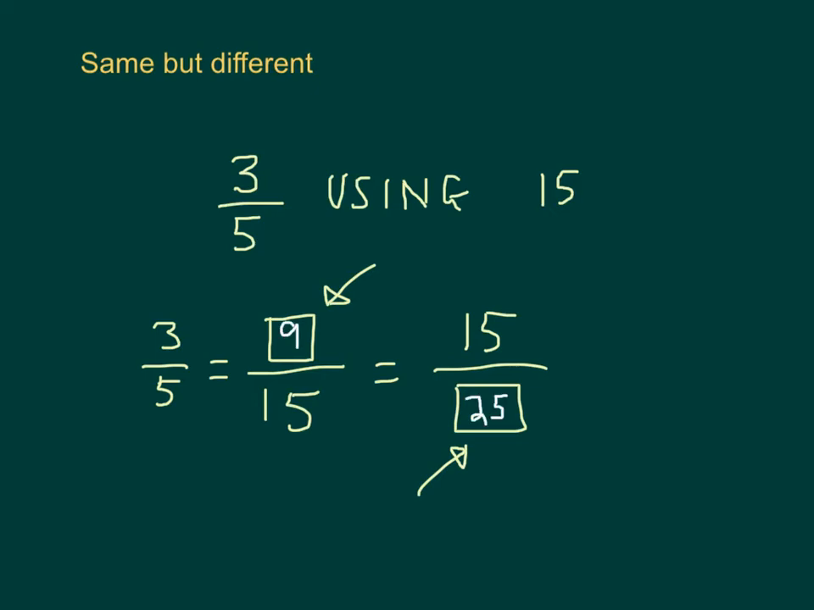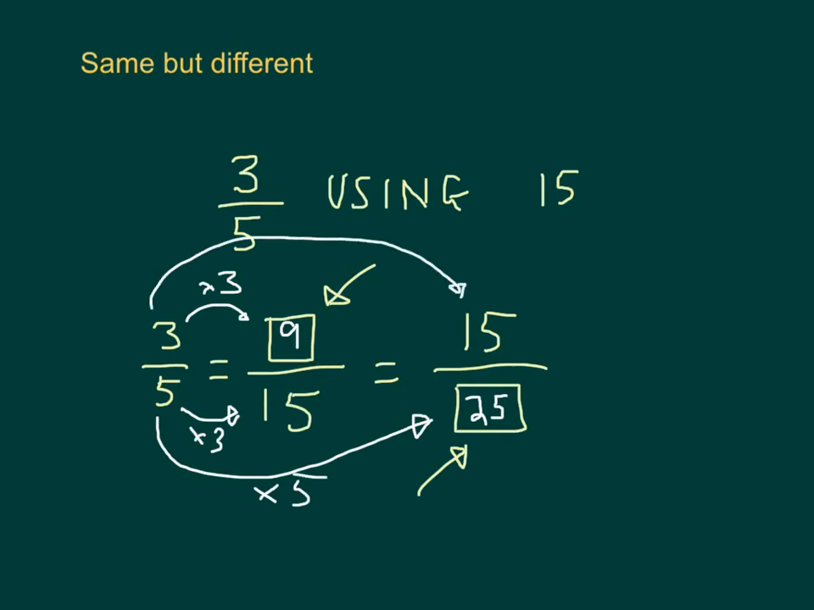So for the first one, I know that I need 3 lots of fifths to make it out of 15, so that means I need to multiply the top of the fraction by 3 as well, so that means that 9/15 is the same as 3/5. For the second example, how many 5s to make it out of 25? Well, that'll be 5, and I'll have to multiply the top by the same, by 5 as well. 3 5s are 15, so 15/25 are the same as 3/5. Of course, it looks different, but it's the same.